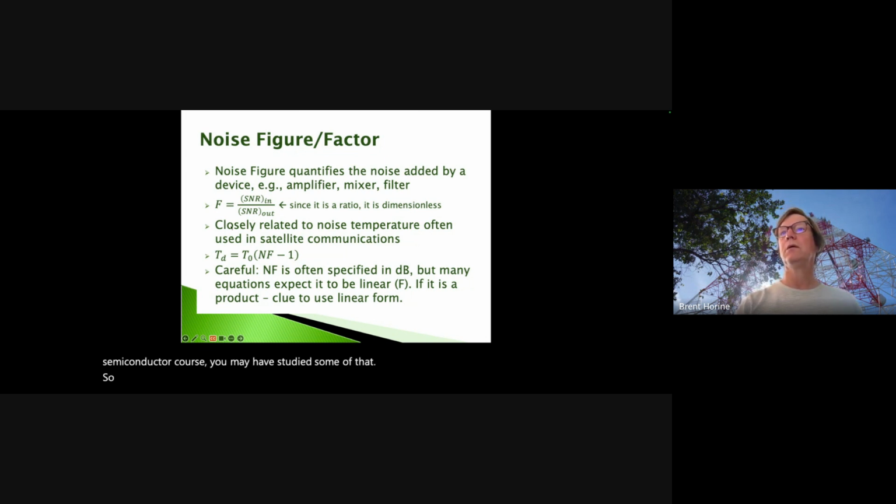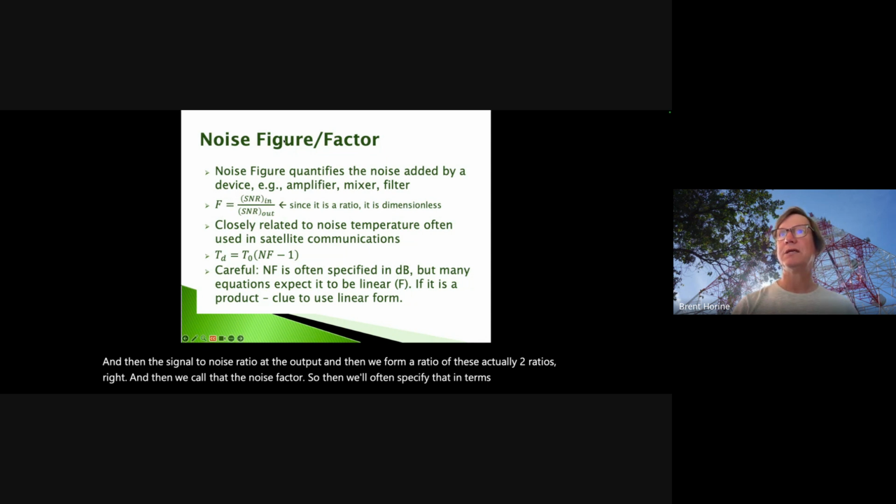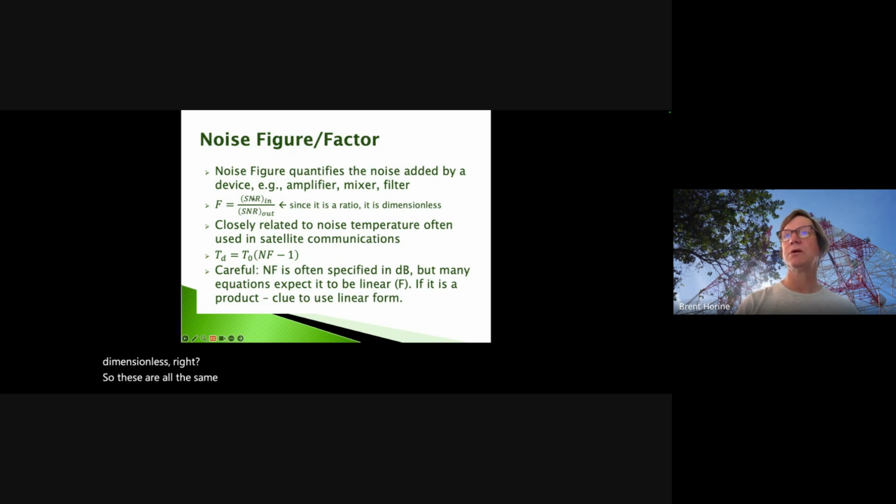So we quantify this by measuring the signal to noise ratio at the input and then the signal to noise ratio at the output. And then we form a ratio of these, actually two ratios, right? And then we call that the noise factor. So then we'll often specify that in terms of dB, and we tend to call it a noise figure at that point. Since it's a ratio of ratios, it's dimensionless, right? So these are all the same unit. Signal and noise are all in units of power, as is the same at the output.